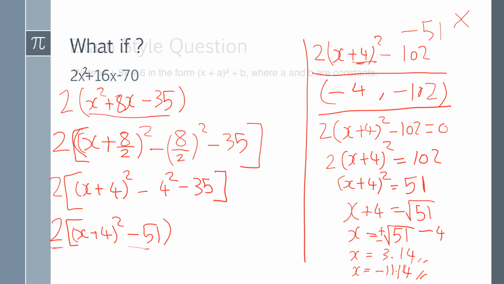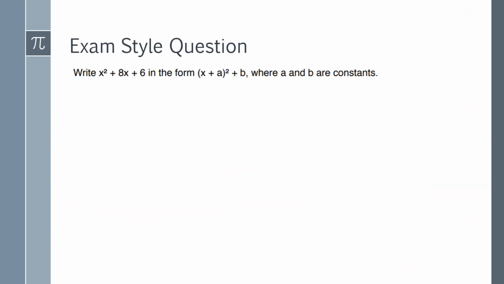Okay, so exam style question. The question says write x squared plus 8x plus 6 in the form x plus a, squared, plus b, where a and b are constants. So I'll give you time to do this question. Pause the video and try to do it by yourself.